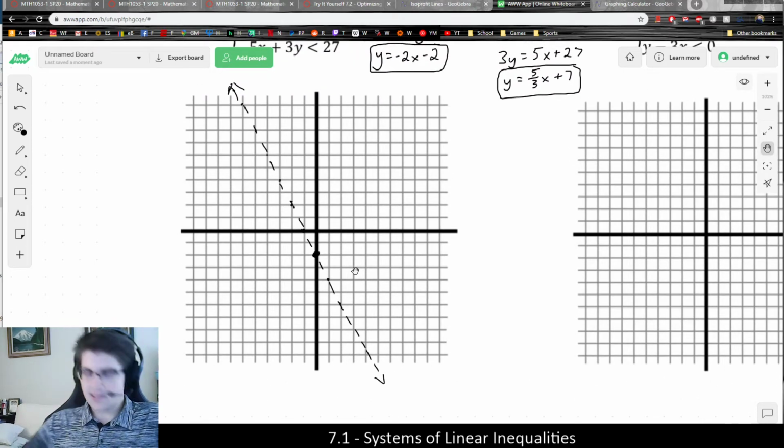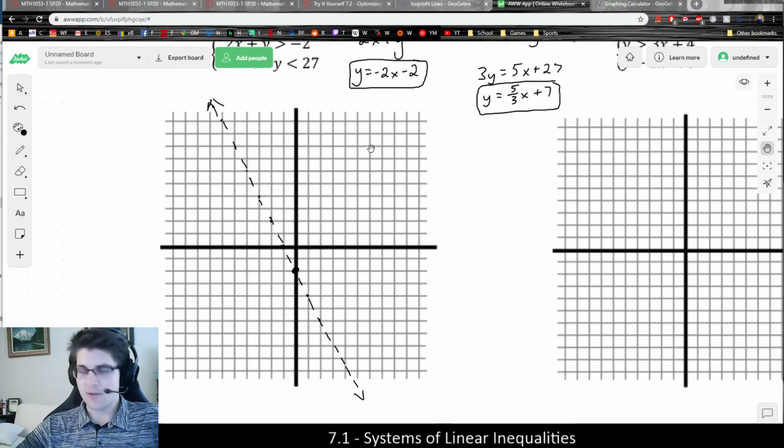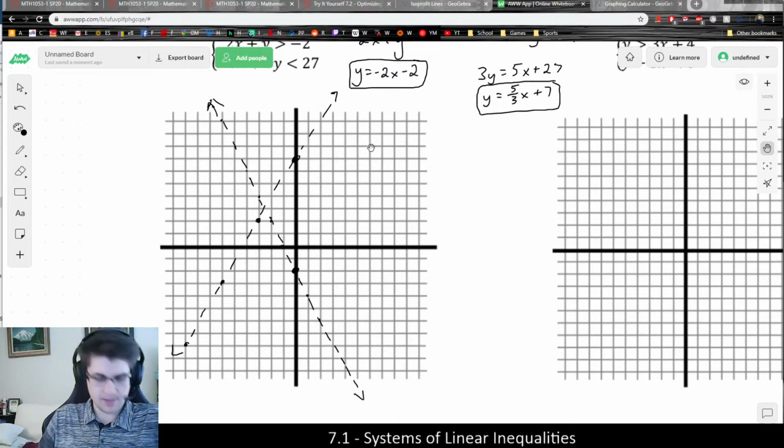And the second line is the line 5/3 x plus 7. So that would have an intercept up at 7, 3, 4, 5, 6, 7, and have a slope of 5/3. So rise 5, run 3. Something like this for its slope. And it's a positive slope, so it should be going up to the right instead of down to the right. And there we go.